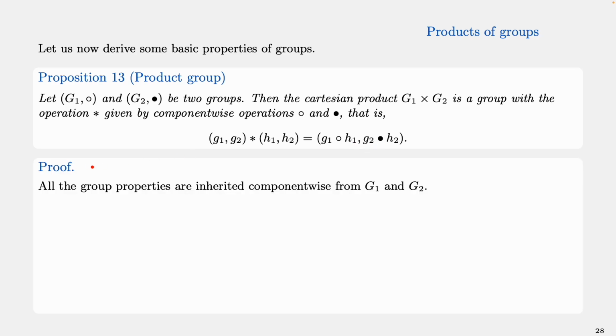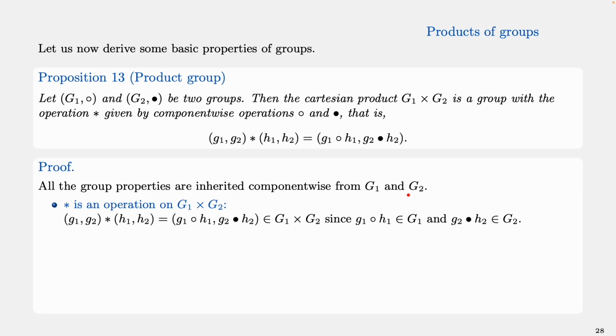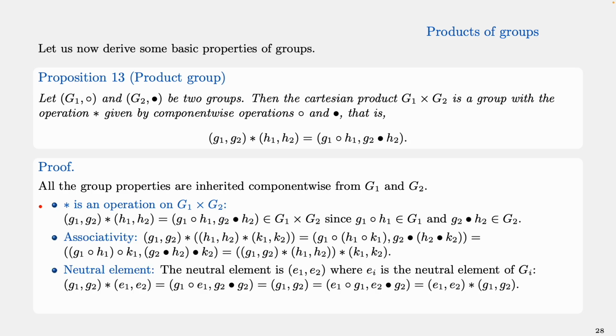And the proof is probably the most boring proof in all of group theory. So all the group properties are inherited component-wise from G1 and G2. So I'm not going to spend much time explaining this. I will simply show you the equations, and if you feel like it, you can follow along and verify them. So to verify that it is indeed an operation on the Cartesian product, check that it's an operation component-wise. Yes, it is, because we assume these two to be groups already. Same for the associativity.